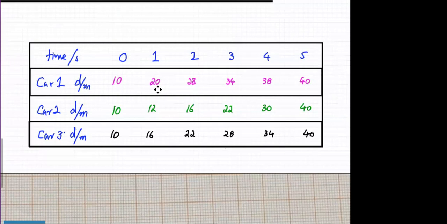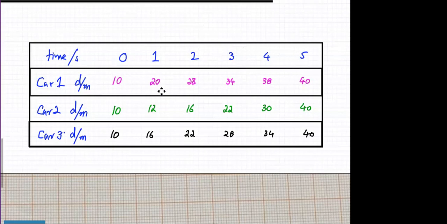After a second, it is at a distance of 20 meters. What does that mean? How much distance the car has traveled in this 1 second? It has traveled a distance of 10 meters. Now, in another second, the car becomes 28 meters away from the person. So how much distance has it traveled between 1 and 2? It has traveled 8 meters. And then it has traveled 6 meters in the next second, 4 meters in the next second, 2 meters in the next second.